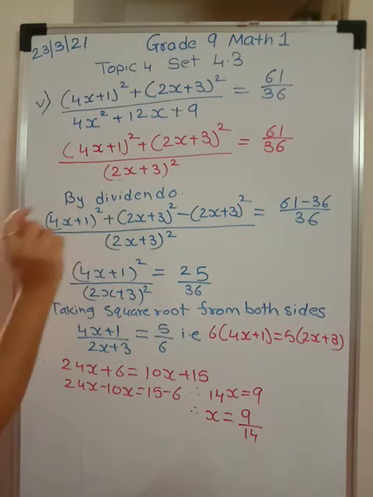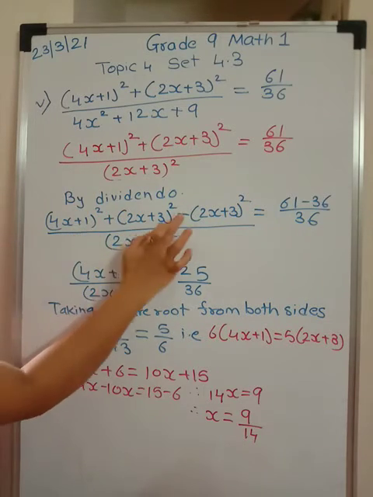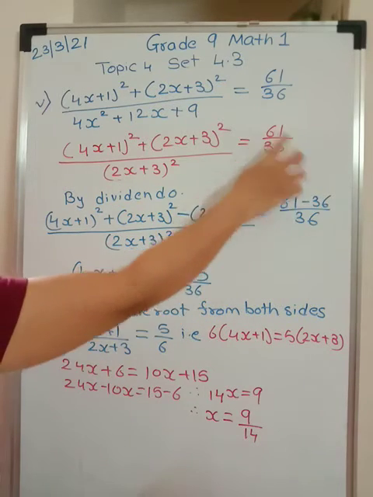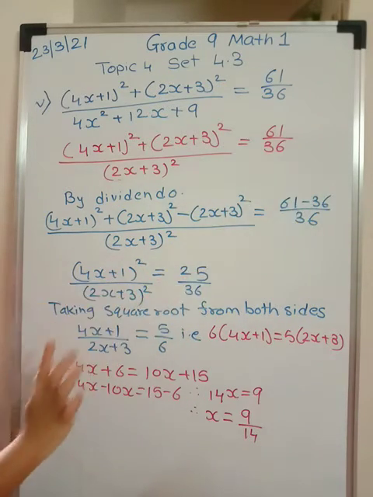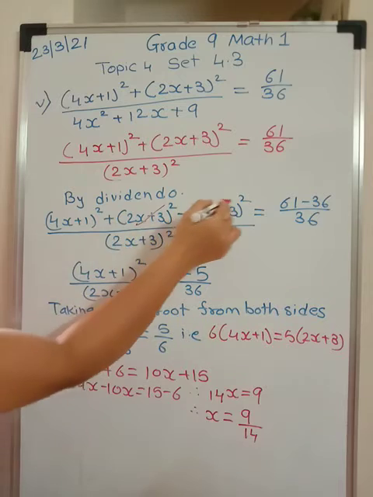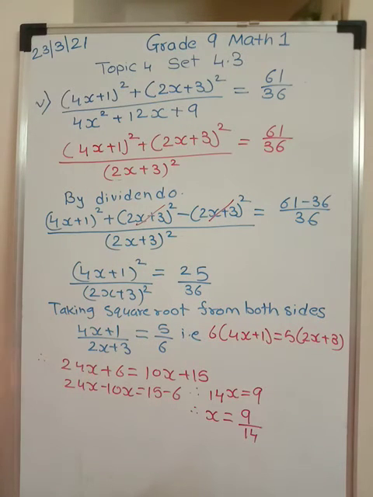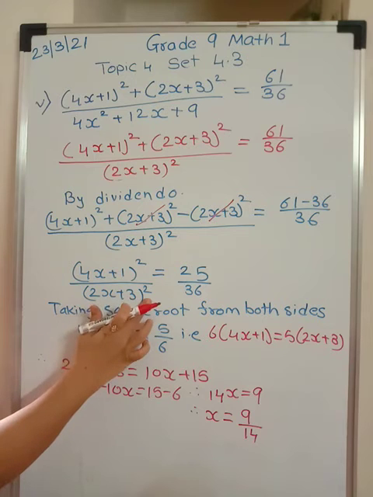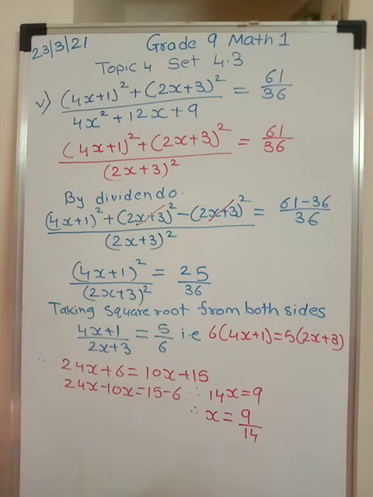Now I am using only dividendo. Dividendo means what? Numerator minus denominator upon denominator. Now look at this. 2x plus 3 the whole square minus 2x plus 3 the whole square. This will get cut off and we will be left with 4x plus 1 the whole square upon 2x plus 3 the whole square, which is equal to 25 upon 36.